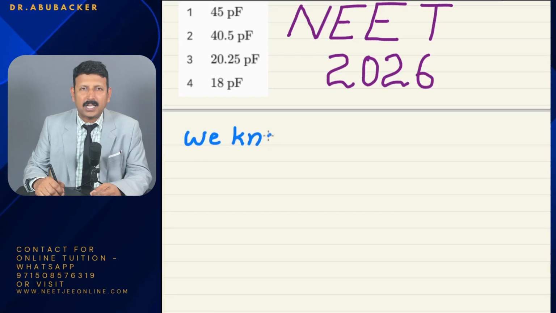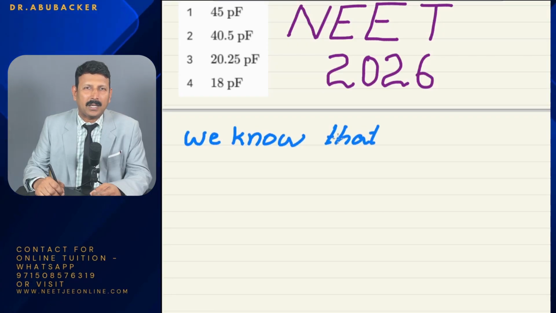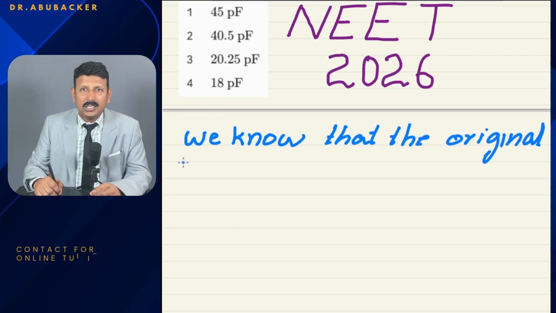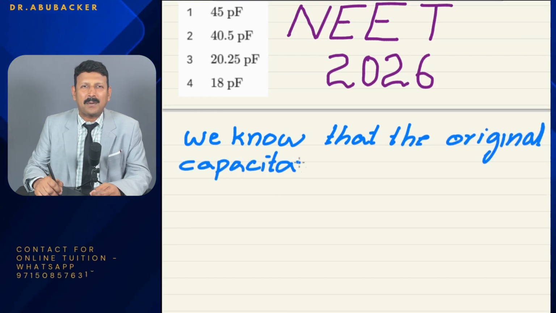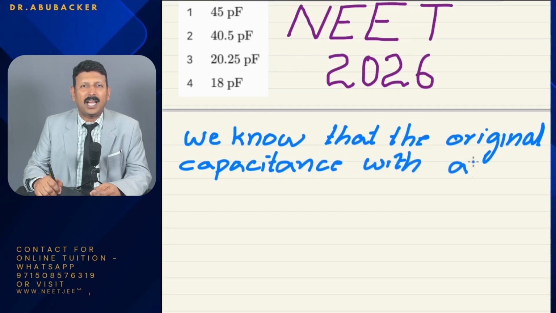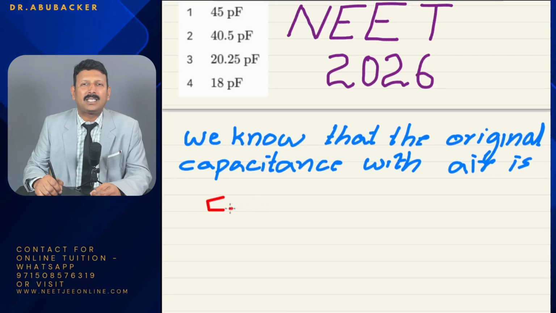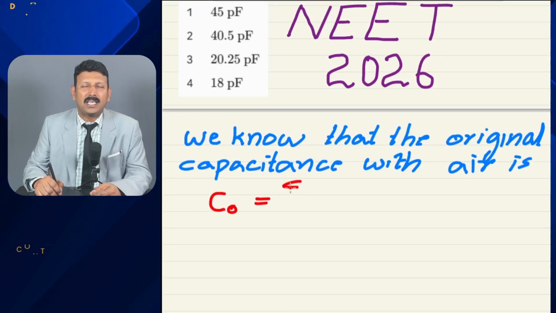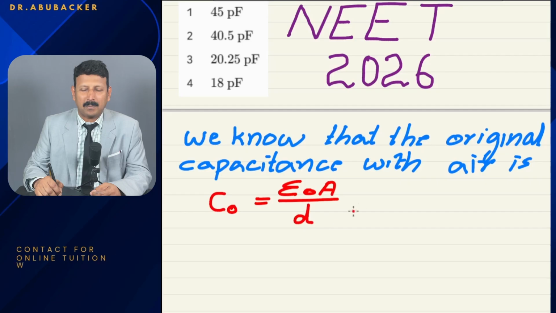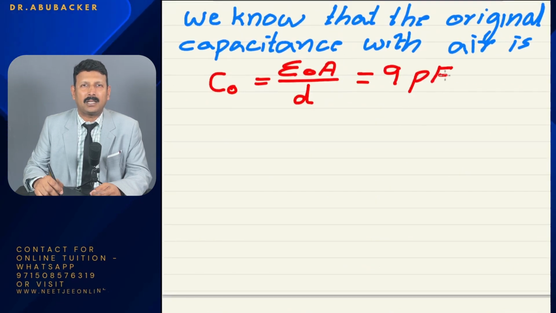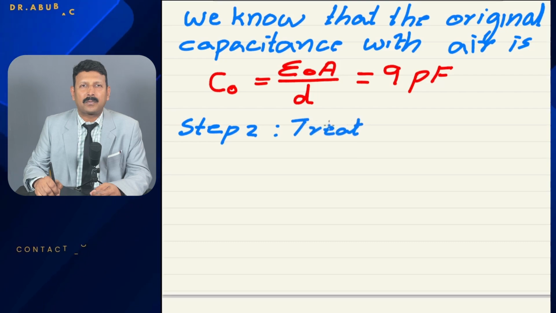So, we start now. What we know about the capacitance of a capacitor, we are going to write first. We know that the original capacitance, that is the case without dielectric, with air between the plates, is C0 equal to epsilon 0 A by D, because the space between them is empty, no physical material. Initial value of the capacitance with air as the medium between them is 9 picofarad.